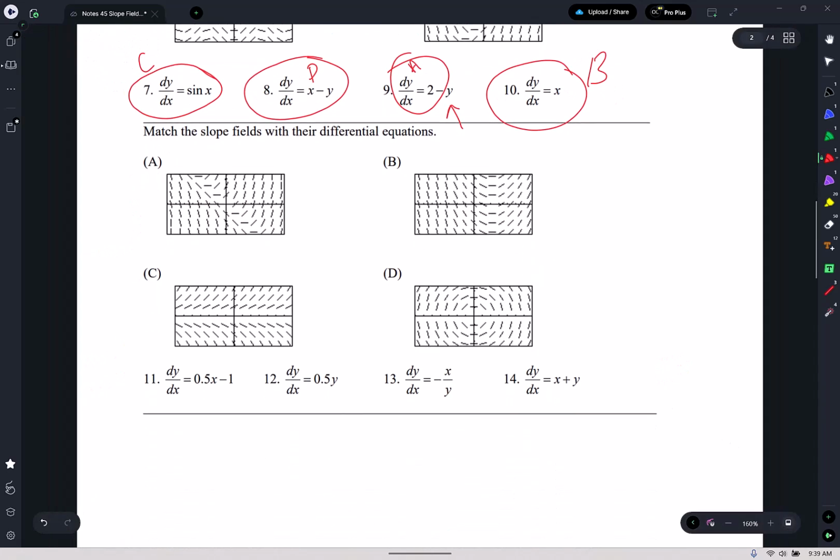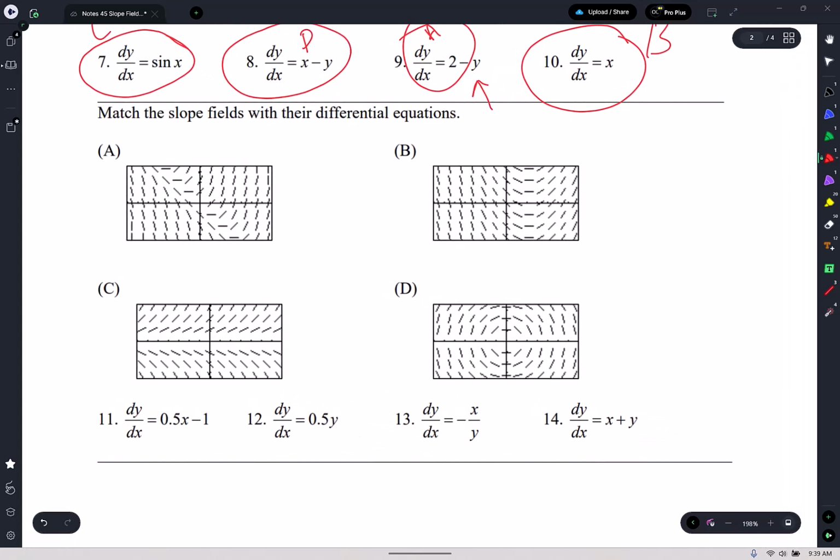All right. Now let's see if you guys try. You guys match these slope fields. Try it out, guys. Give it a shot, Ramos. I listened to you guys. You guys said that you want time to do it on your own, and so here it is.